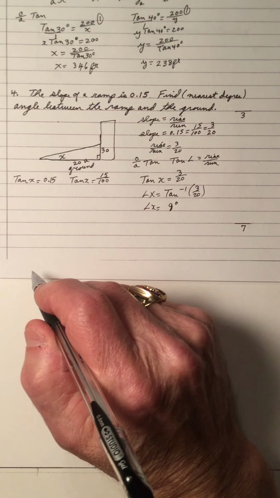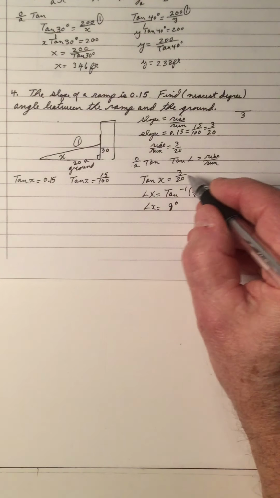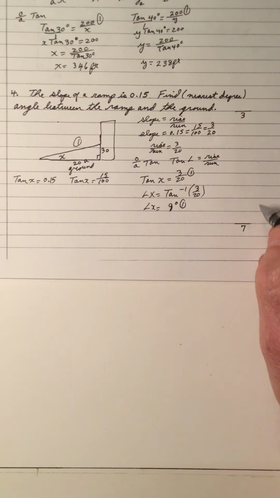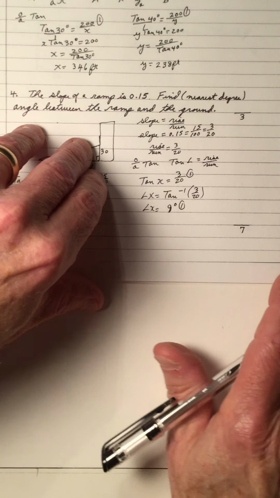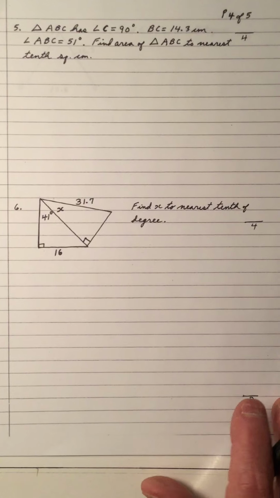And number 4, I have 3 marks. So if you drew the diagram, you get 1 mark. If you did the ratio, you get another mark. If you get the answer, you get another mark. So 3 marks. So 7 altogether. Okay, let's continue on to the next page.